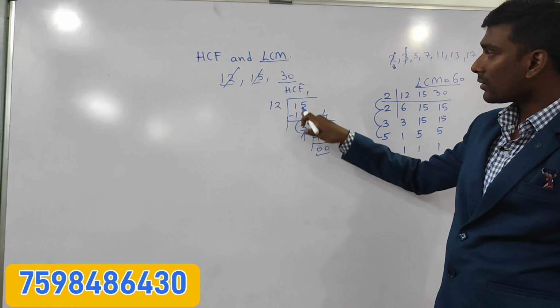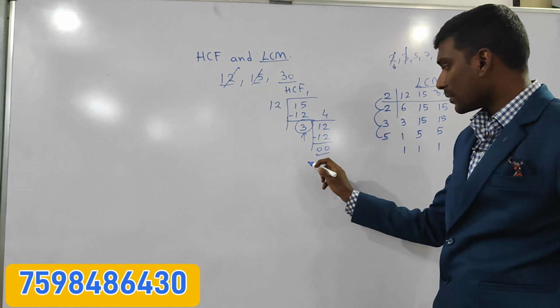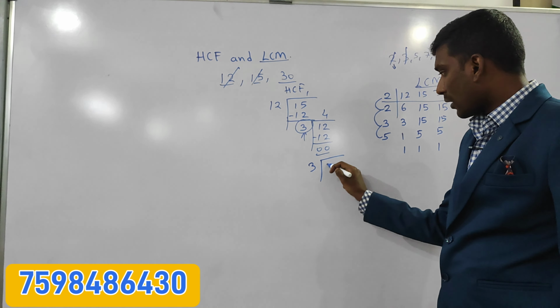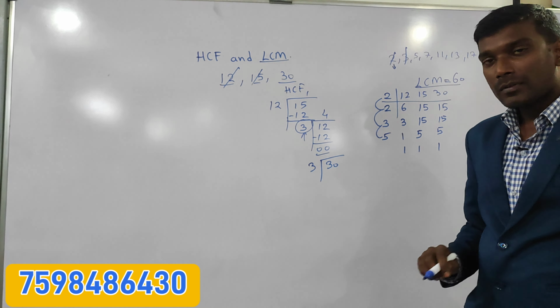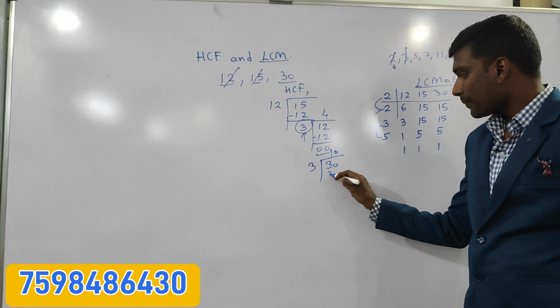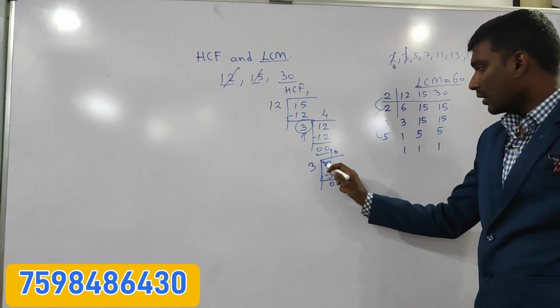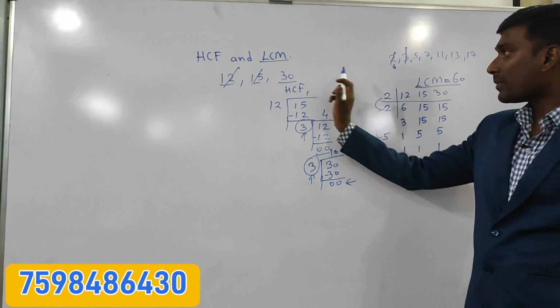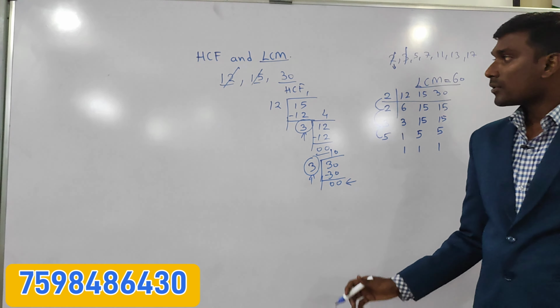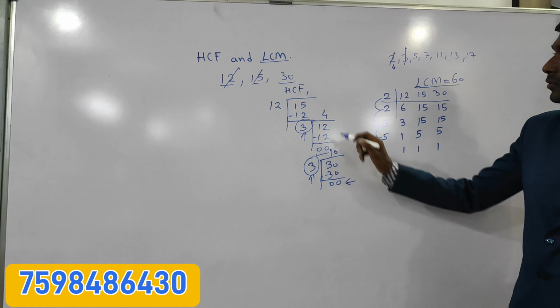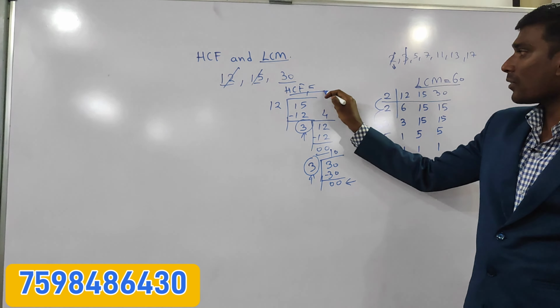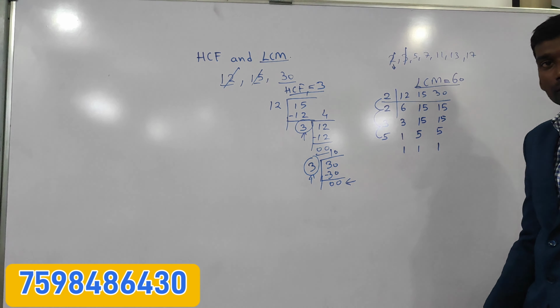Now let us check whether 3 and 30 are completely divisible. Now take 3 and now in the bracket 30. We very well know 3 tens are 30. 30 minus 30 gives you 0. So this number 3 is dividing all these numbers equally. So the answer is 3. So I can say the HCF of these is 3.